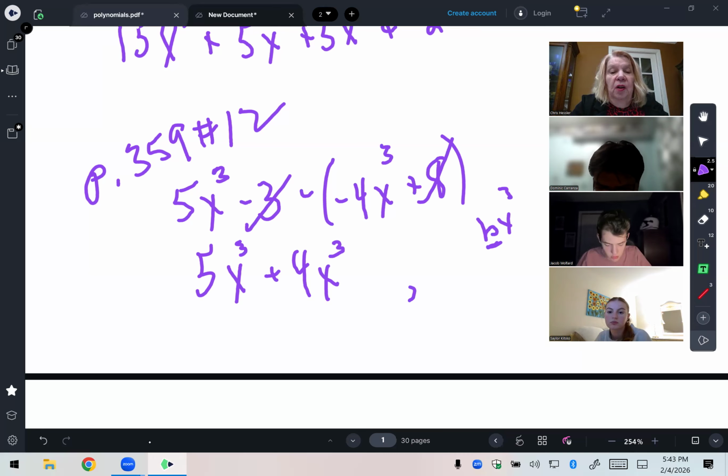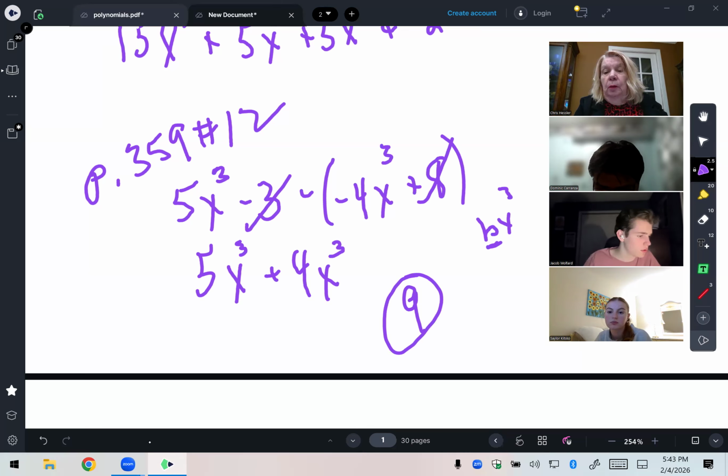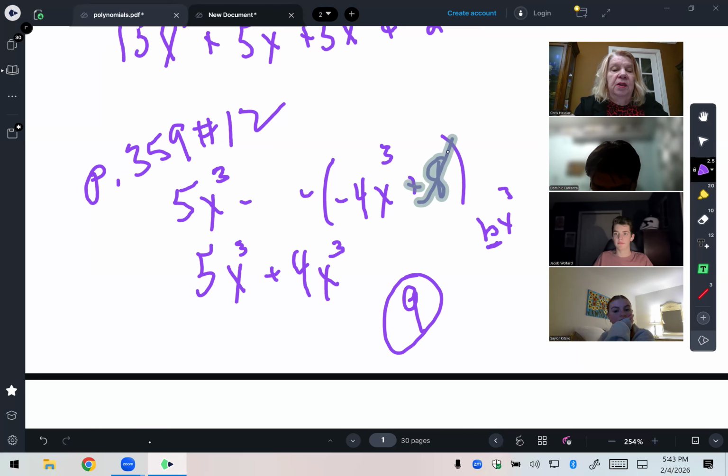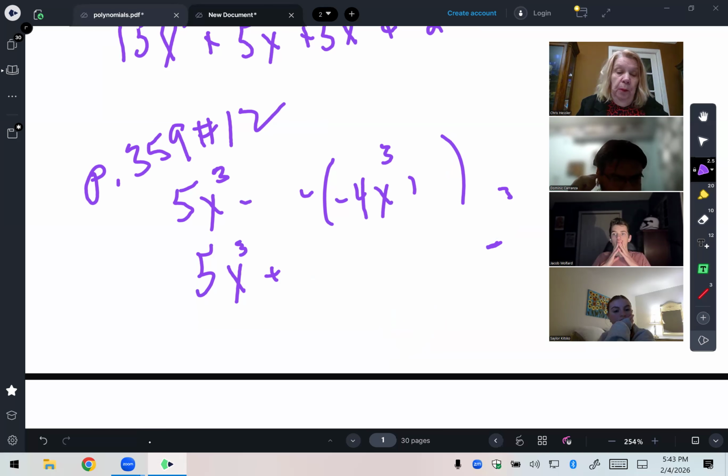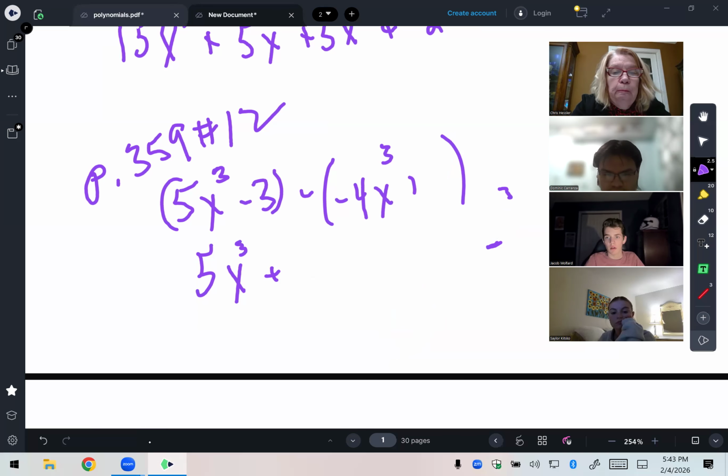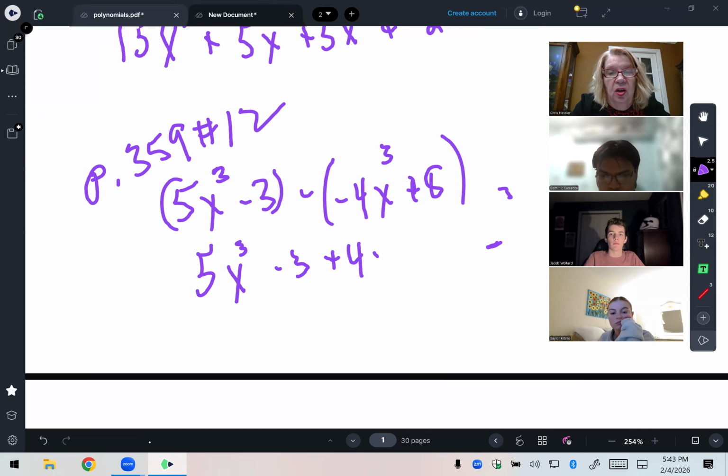I think you might confuse them with crossing things out that don't. Did anybody get just a 9? Did I confuse you? I don't like that because that makes it look like they're going away or something. Okay, sorry. All right, so we have 5x cubed minus 3 minus and minus 4x cubed plus 8. So that's going to be 5x cubed minus 3 plus a 4x cubed minus an 8.